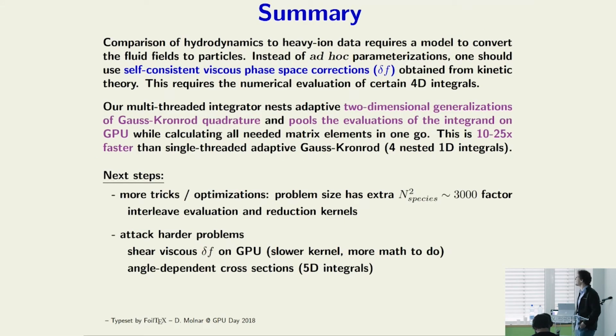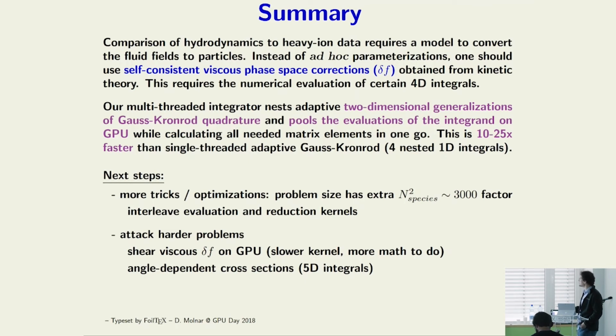So this is the summary. Self-consistent phase-space-based corrections are important. You cannot ever avoid them if you compare hydrodynamics to particles, heavy ion physics data. If you want to do this right, you can use kinetic theory. You have to do some sporty integrals, quite some, millions of them. We have a routine which can do this in a multi-threaded way on GPU.